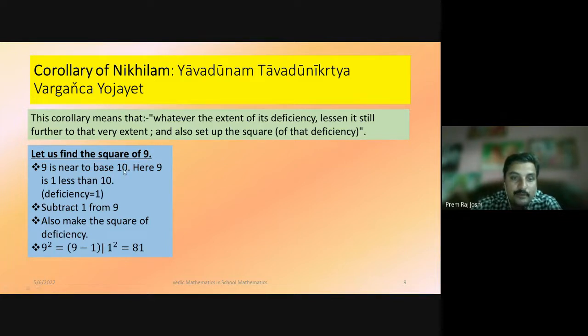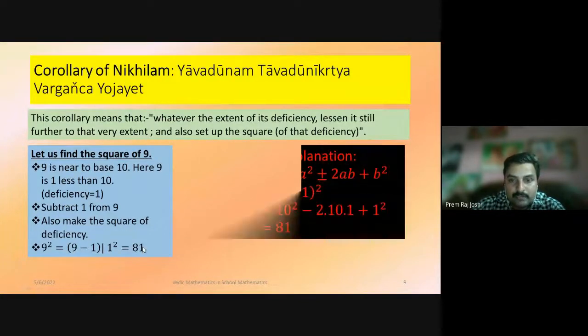So what we will do is subtract the deficiency from this number. I mean this 9, the deficiency is 1, so we will subtract this deficiency from 9, and also take the square of the deficiency. The deficiency here is 1, so we take the square of 1 and get 1, and 9 minus 1 is 8, so 81.